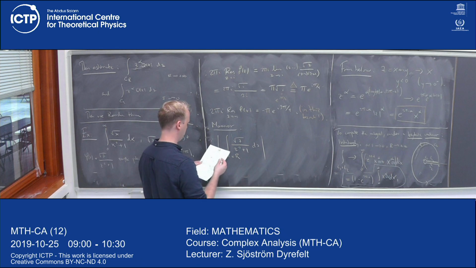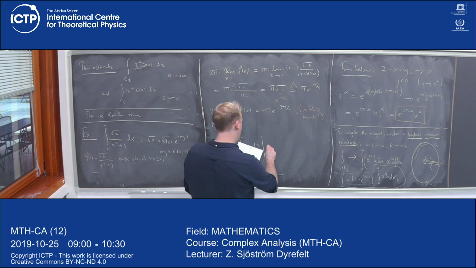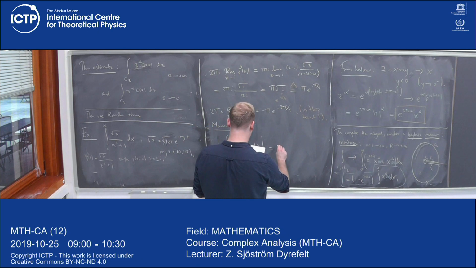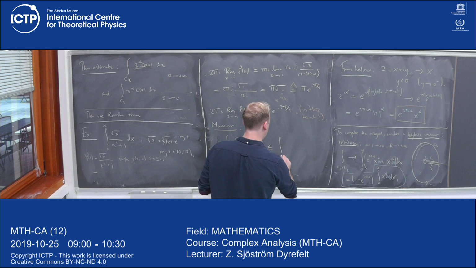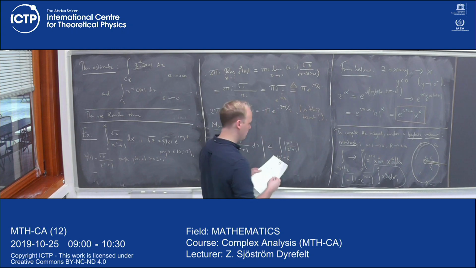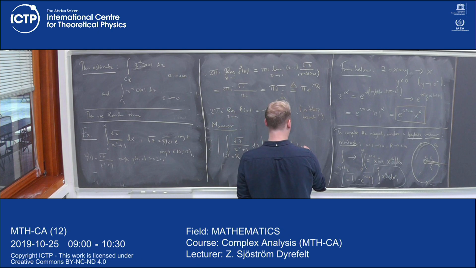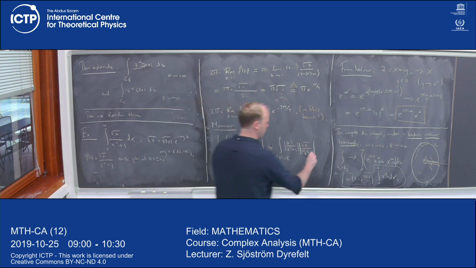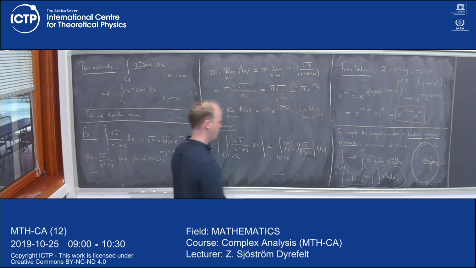Sorry for going a little bit over time. So now we do the same trick as before. So this is less than or equal to the integral over |z| equals R of the absolute value of z squared over z squared plus 1, and then times square root of z over z squared, dz with absolute values.